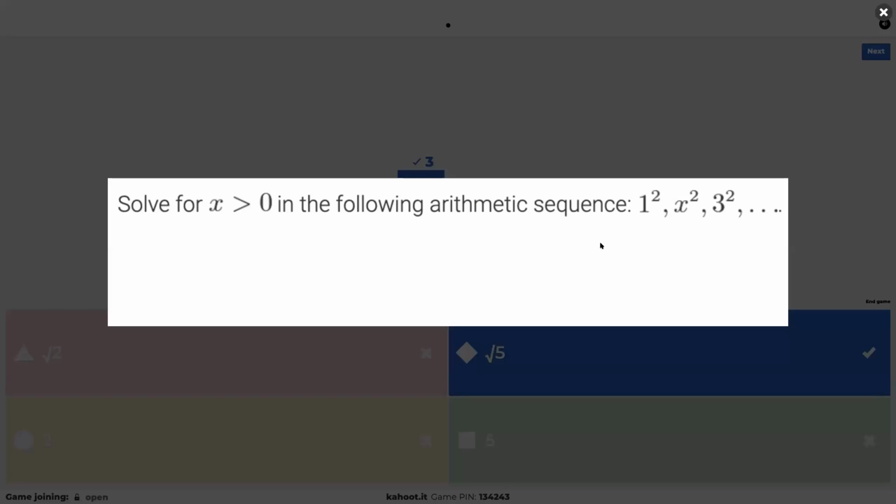Okay, so the sequence is 1, x squared, 9. And since x squared is in the middle, it'll be the average of 1 and 9, which is 5. So the answer is root 5.